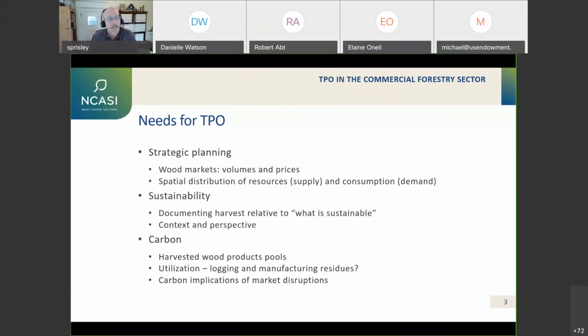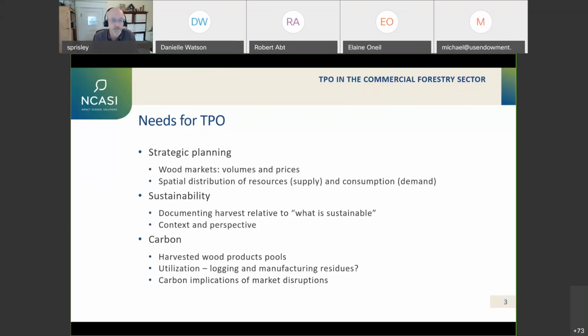So sustainability, and then finally I'd add carbon, and this was on Bob's list as well. There's tremendous and growing interest in documenting the carbon footprint of the commercial forestry sector. That includes knowledge about harvested wood product pools. It includes knowledge about utilization, what happens to logging and manufacturing residues, and what's the volume of them. And then carbon implications of market disruptions, which could be COVID, it could be hurricanes, or it could be introduction of pellets or such. So these are kind of the classes of needs for TPO data.